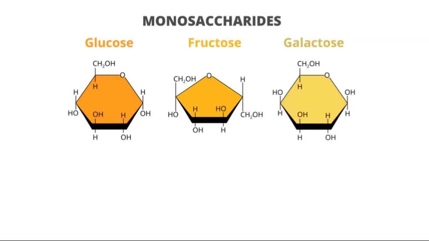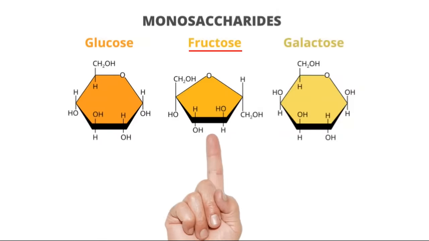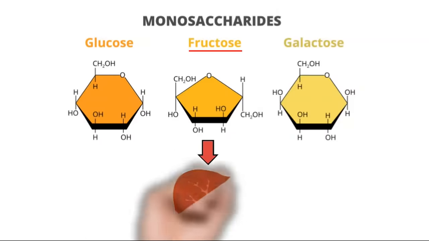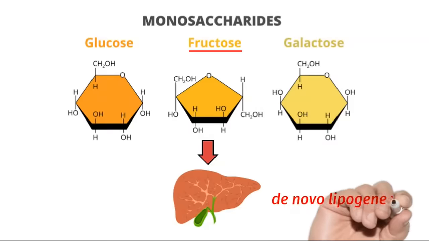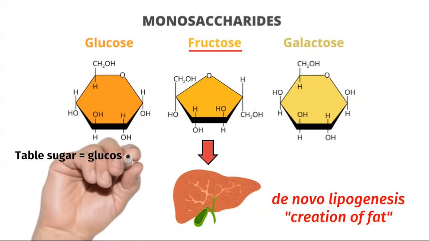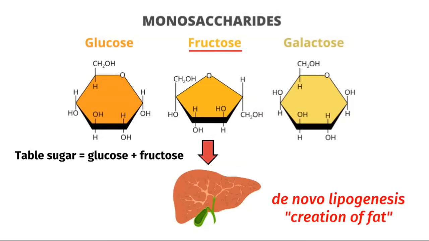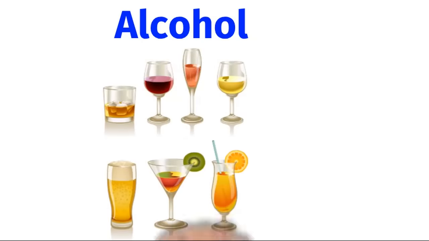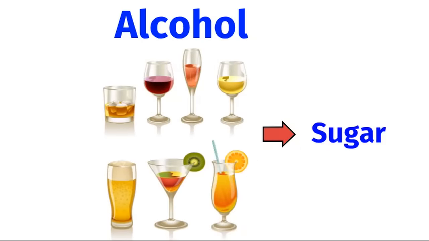Let me explain the crucial difference between glucose and fructose. Glucose can be used by any cell in your body, like your muscles, your heart, or your brain. In contrast, fructose can only be used by your liver cells, and it triggers a process called de novo lipogenesis, which is the creation of fat and triglycerides inside the liver cells. Be aware that refined sugar, also known as table sugar, has one molecule of glucose bound to one molecule of fructose. Alcohol can also contribute to fatty liver because it breaks down into sugar.